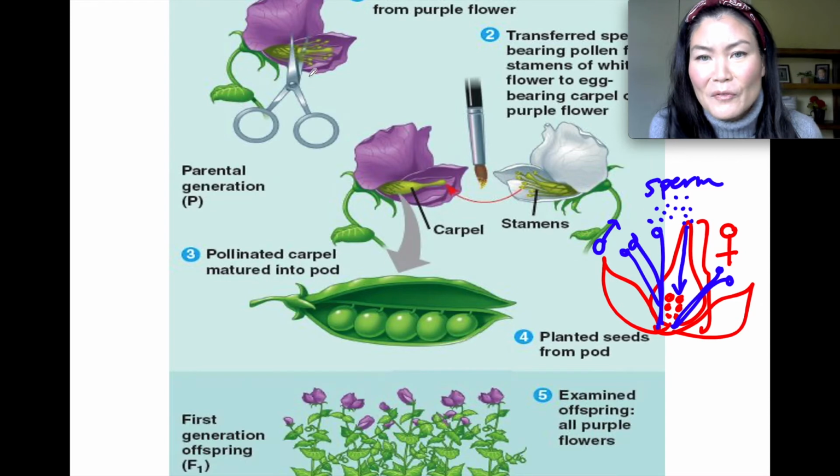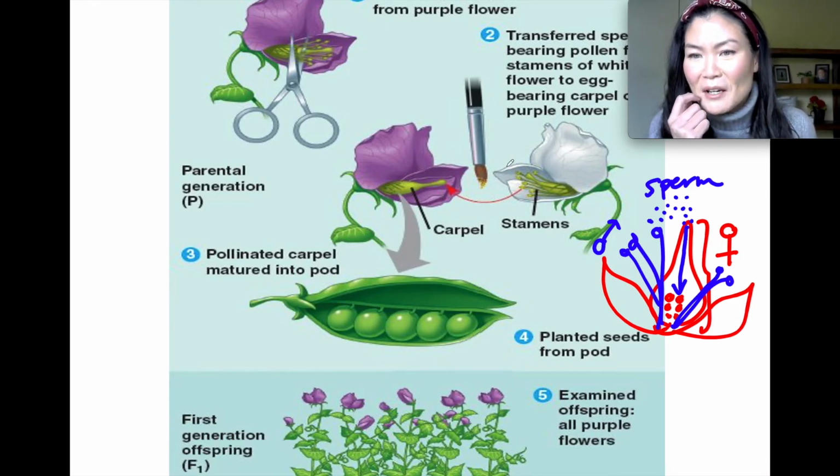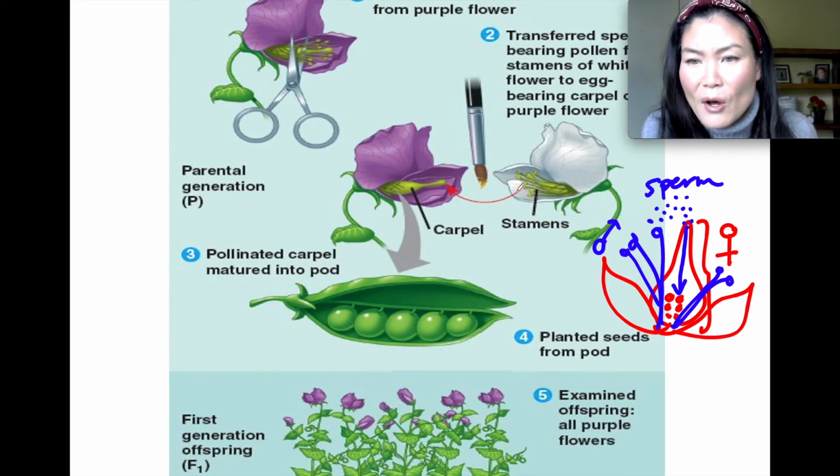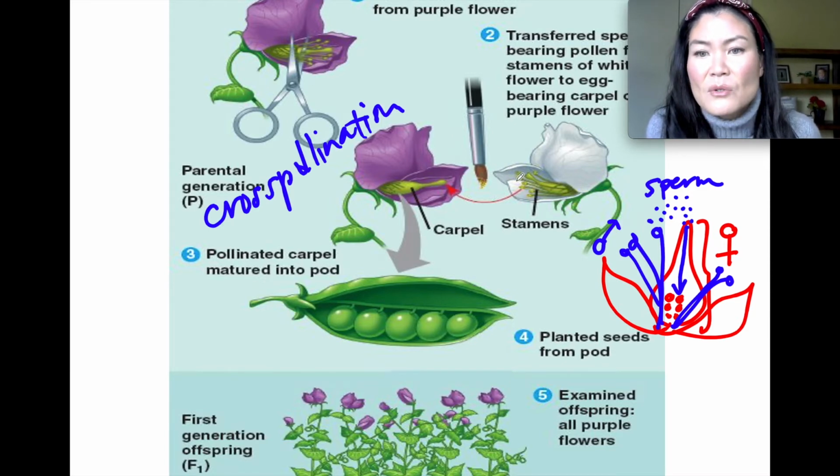So he cut off the stamen, basically castrating the flower. Okay, the purple flower, he cut off the stamen, and then he took from another sweet pea plant that bore white flowers. He took a paintbrush, he gathered some of the pollen or the plant sperm onto the paintbrush. He cross-pollinated. Okay, he applied it to the carpel of the other purple plant. So this is what we call cross-pollination, where you are transferring sperm or pollen from one plant to another plant.